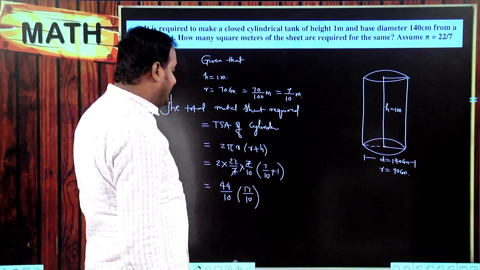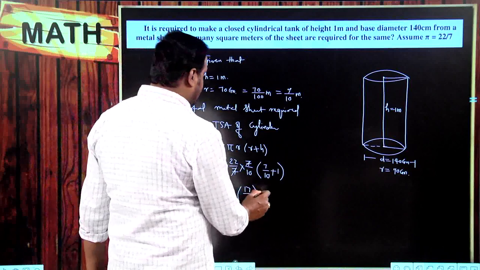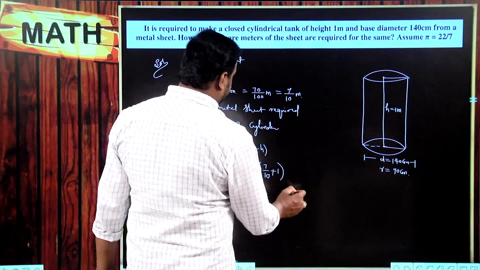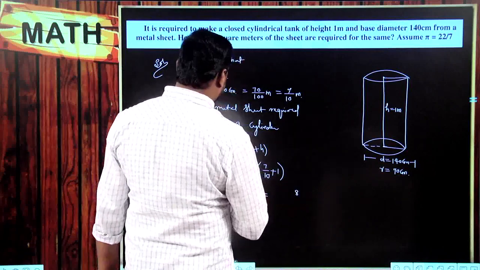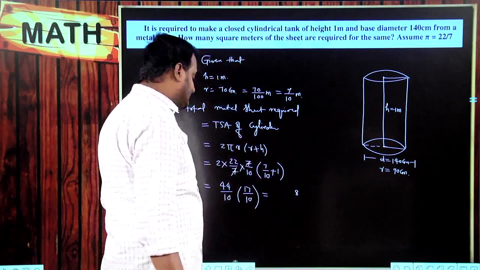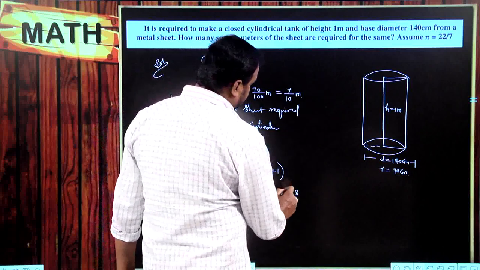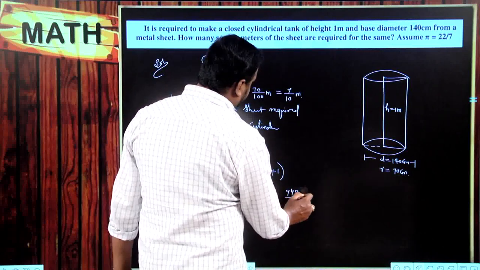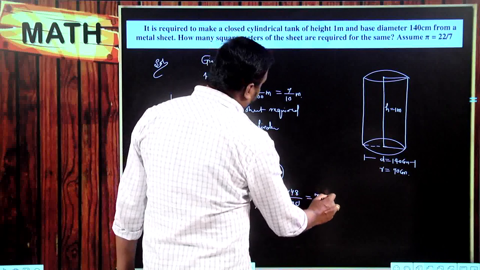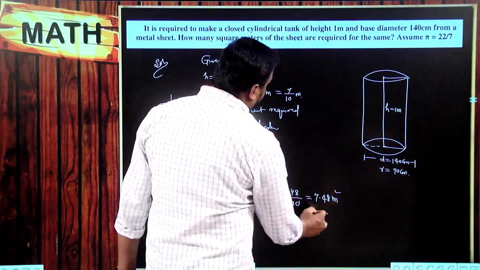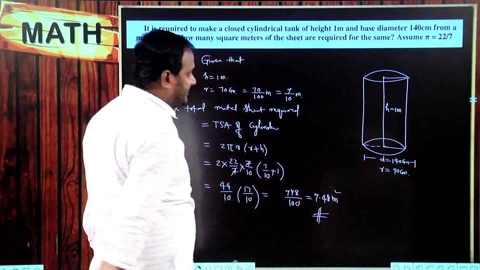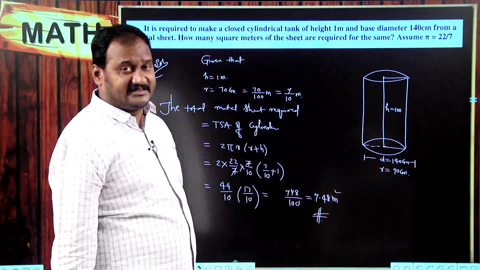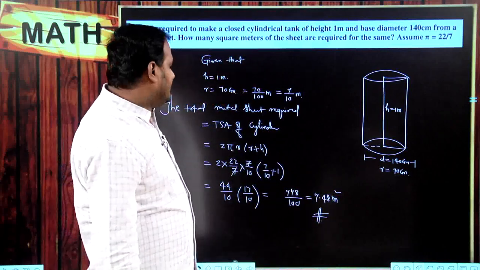Now, you need to multiply 17 and 44. 17 fours are 68, plus 6 is equal to 74, divided by 10 into 10, which is 100, which is equal to 7.48 meter square. This much metal sheet is required for making this closed right circular cylinder, right.